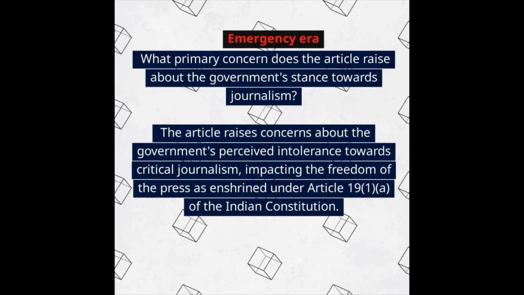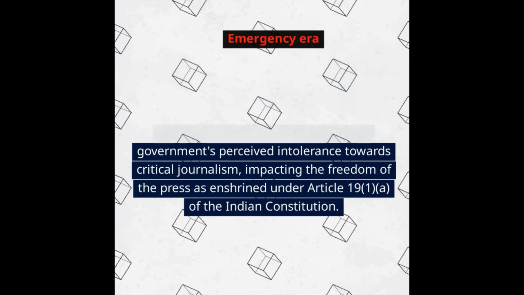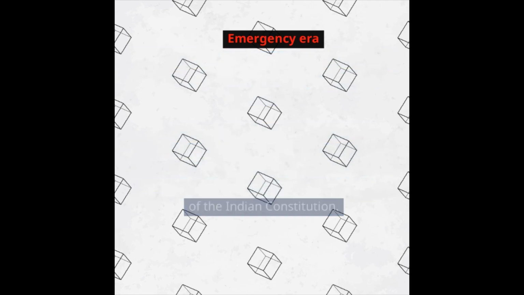Emergency era. What primary concern does the article raise about the government's stance towards journalism? The article raises concerns about the government's perceived intolerance towards critical journalism, impacting the freedom of the press as enshrined under Article 19(1)(a) of the Indian Constitution.